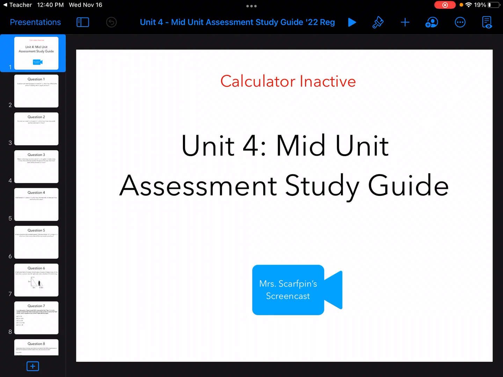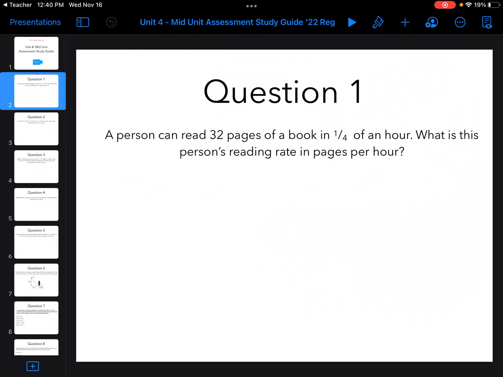Hi everyone, today we're going to review for the Unit 4 mid-unit assessment. I wanted to make sure that you're ready. So we're going to start with question 1. A person can read 32 pages of a book in 1/4 of an hour. What is the person's rate in pages per hour?